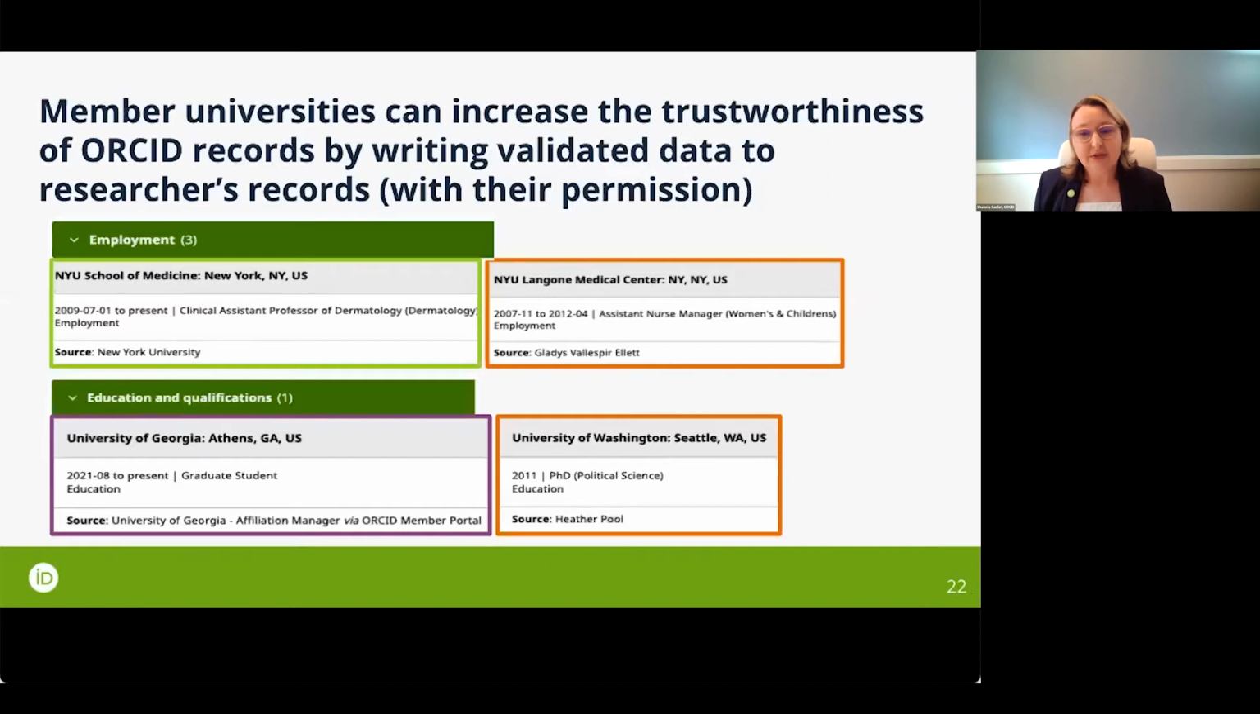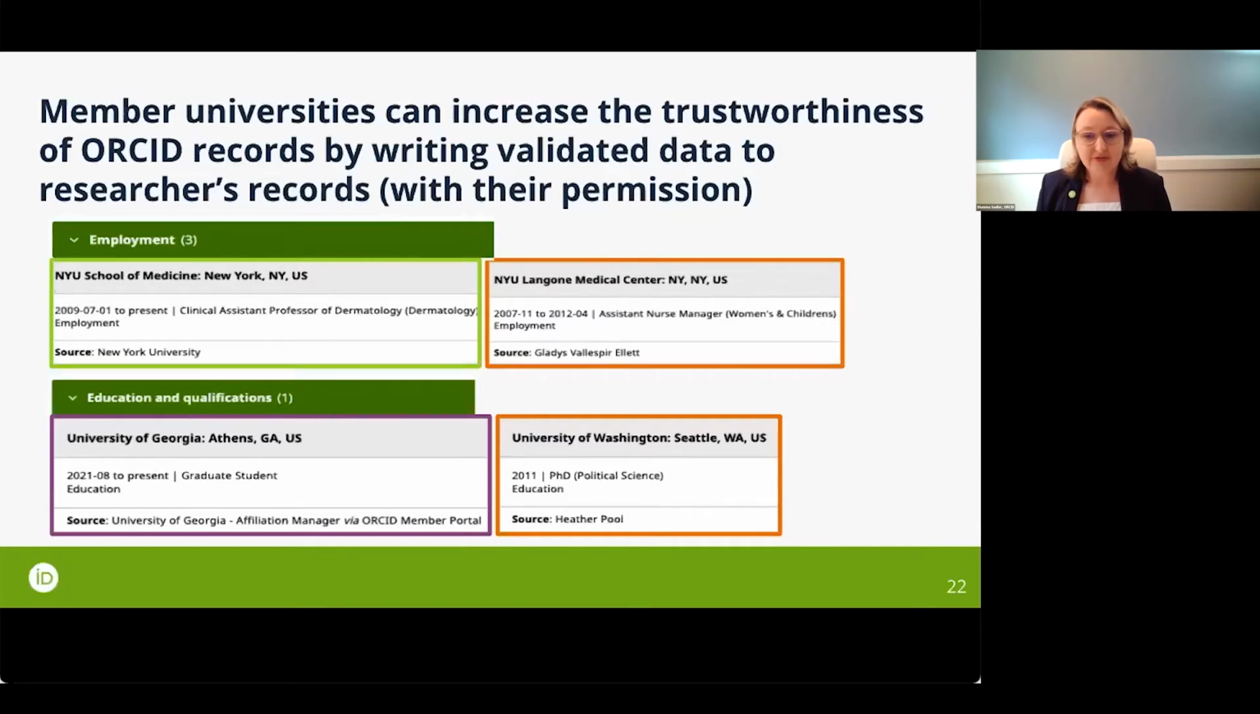Ideally, universities write employment and education sections of ORCID profiles. There are 3 ways universities can do this. In the middle of the screen, you can see a snapshot of the employment section of an ORCID profile. The example on the left, highlighted in green, was written by NYU using a research information management system. On the bottom, you can see the source of the data is listed as NYU, so the trustworthiness of this data is high. The example on the right, highlighted in orange, was written by the researcher herself, and her name is reflected as the source of the data.